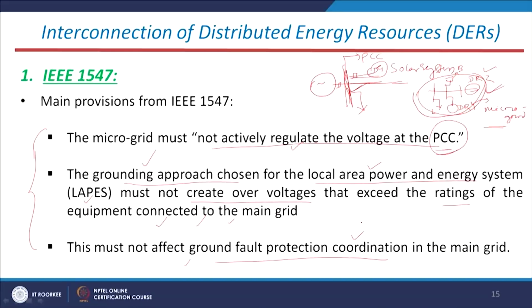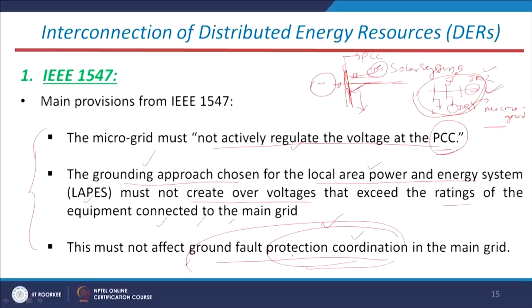Now, this must not affect the ground fault protection coordination. In one of our lecture series, we will concentrate on this protection coordination, or ground fault protection coordination. Basically, in the ground system also we connect the protection devices. Those devices should be coordinated with each other properly if any disturbance is incepted inside the smart grid system. That is the meaning of this sentence, that this must not affect the ground fault protection coordination in the main grid system.